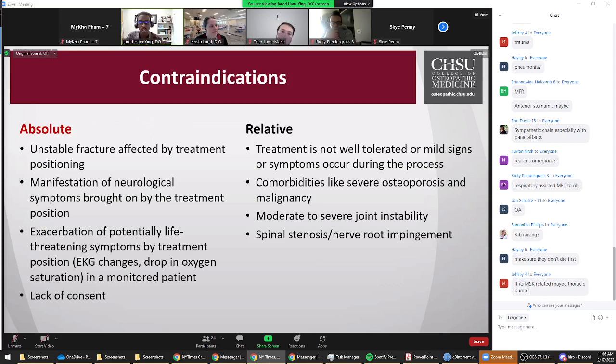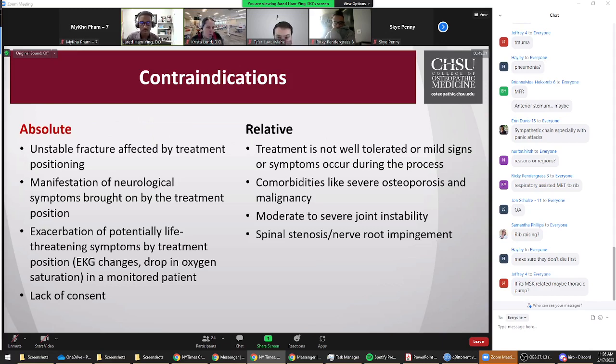Anything that's going to exacerbate life-threatening symptoms, right? So if you're putting the patient in too much extension, for example, and they have some of that vertebral artery issue, if they have significant EKG changes, if you start having a lot of palpitations or other symptoms, you want to take that as an absolute contraindication. Lack of consent always, and then some of our relatives, again, pretty similar to most of the techniques we're talking about.